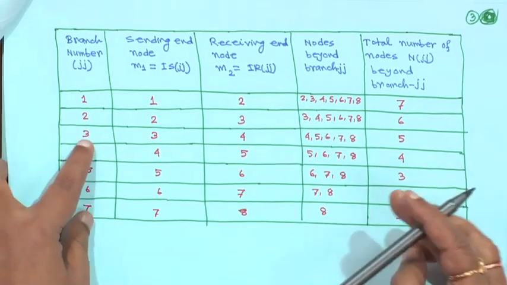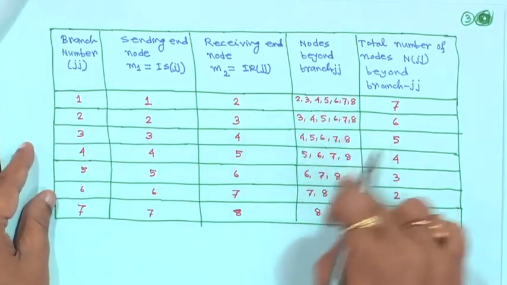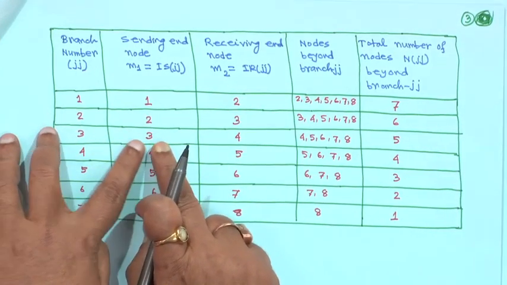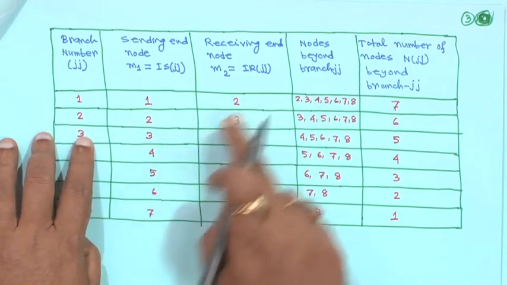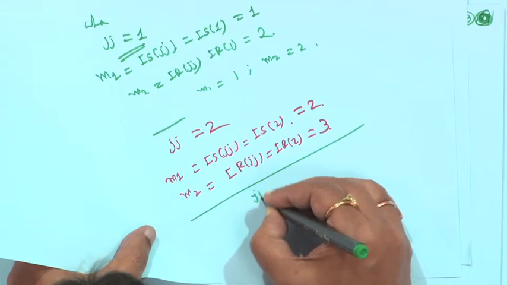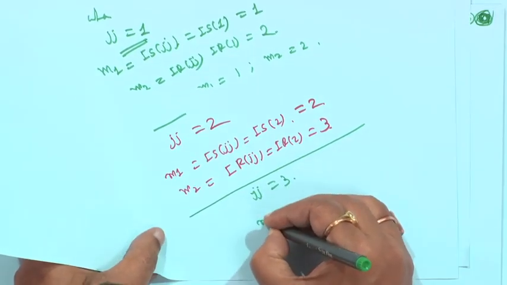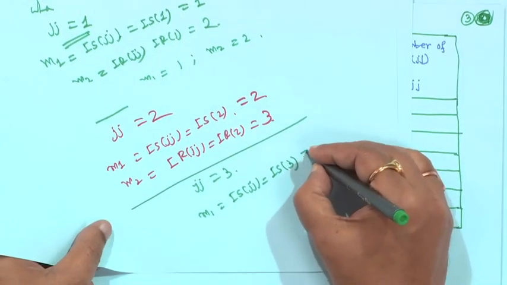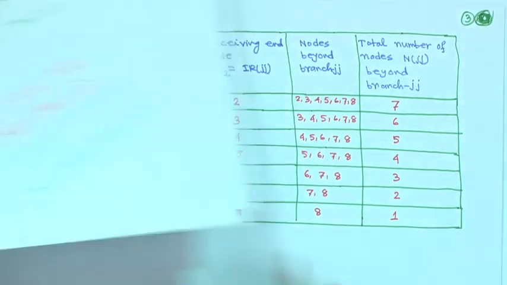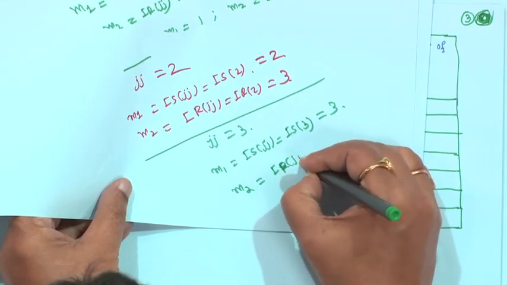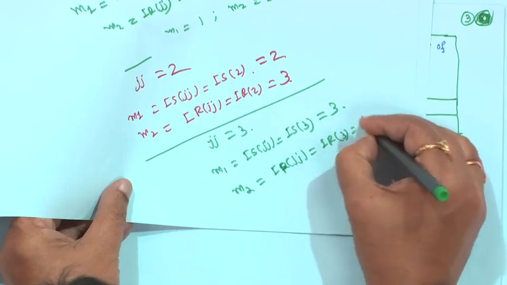Okay, once more I am telling, when j j is equal to 3, you have to read all this data, right. So, when j j is equal to 3 branch number, your m 1 will be equal to I s j j, that is I s 3 will be equal to 3, that is the sending end node for branch 3, and m 2 is equal to I r j j. So, m 2 will be equal to I r 3, which is equal to 4. That means, when j j is equal to 3, that is branch number 3, m 1 will be equal to I s j j, equal to I s 3, which is 3. And m 2, that is the receiving end node, I r j j is equal to I r 3, and that is equal to 4.